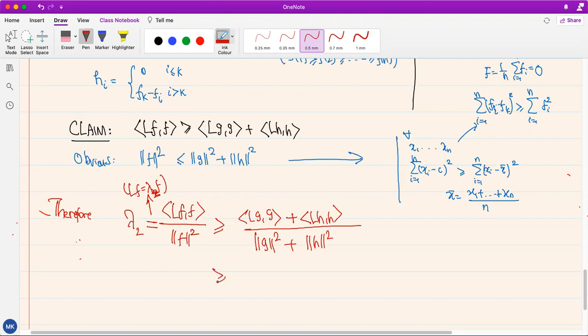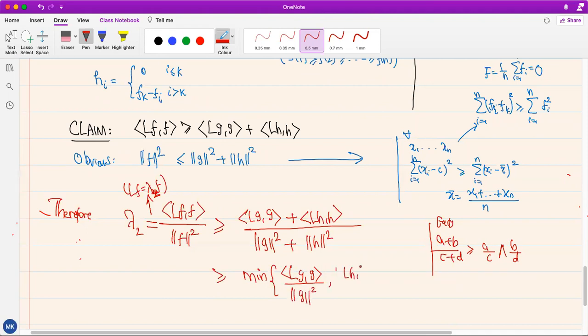Now, whenever you have something like A plus B over C plus D, this is greater than or equal to the minimum of A over C and B over D. This is an easy thing to check. So this is greater than or equal to the minimum of these two things. This is an elementary inequality: if you have A plus B divided by C plus D, that is greater than or equal to the minimum of A by C and B by D.